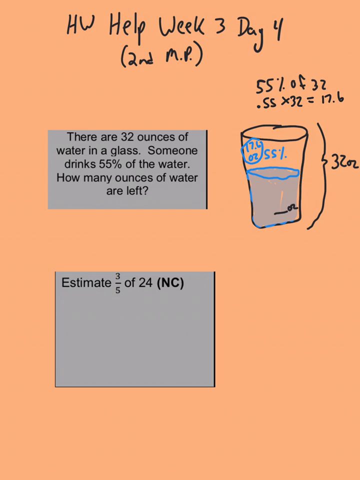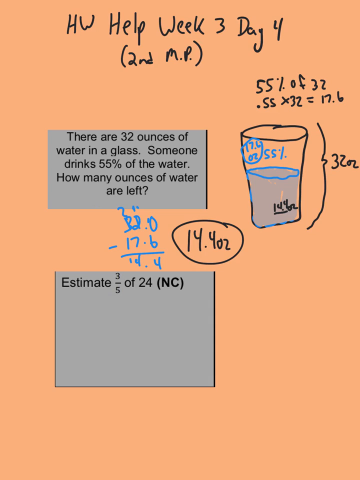Remember, the question says how many ounces of water are left. So if you do it this way, you can take the 32 ounces, remember you can use a calculator, and you could subtract 17.6. I'm not using a calculator, so I'm doing a little bit of math here, and you get 14.4. So that means there would be 14.4 ounces left. Now that's the answer. There's 14.4 ounces. But I think that's a hard way to do it. You're figuring out the percent that someone drank and then subtracting that number from 32 ounces. That's like 2 steps.